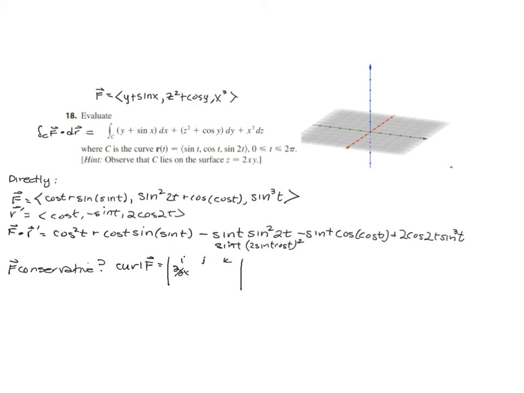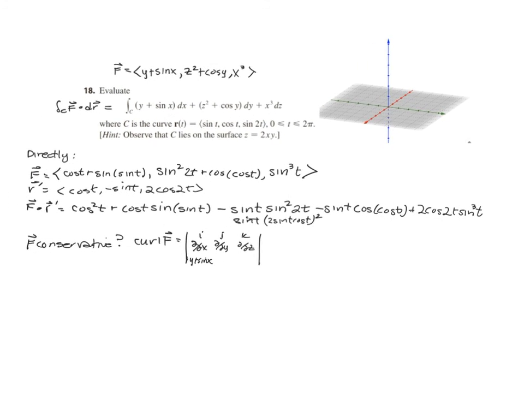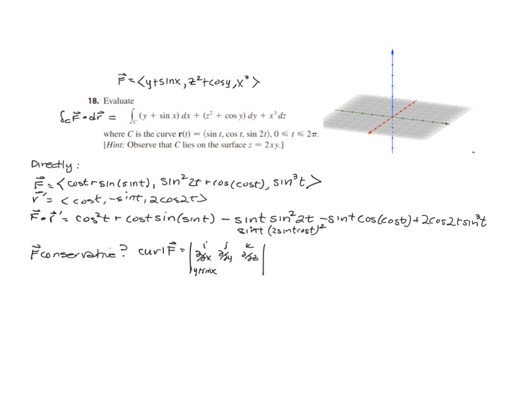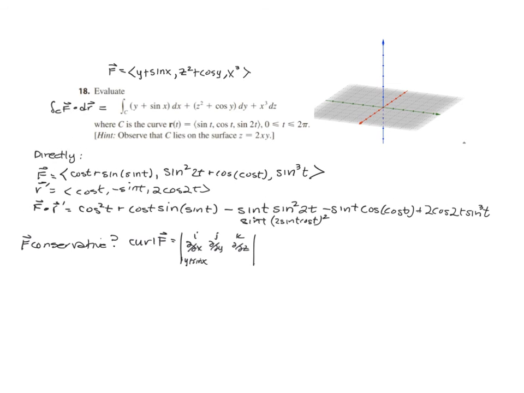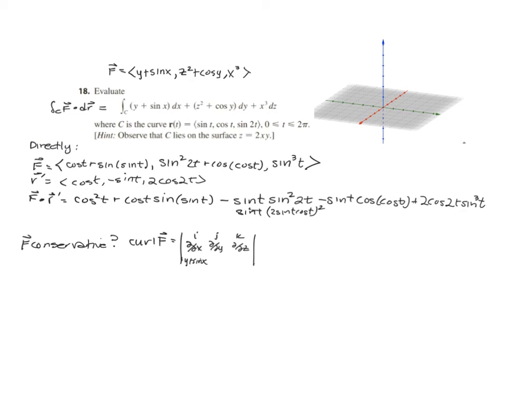Partial x, I'm going to need more room, partial y, partial z, y plus sine of x, z squared plus cosine of y, and x cubed.